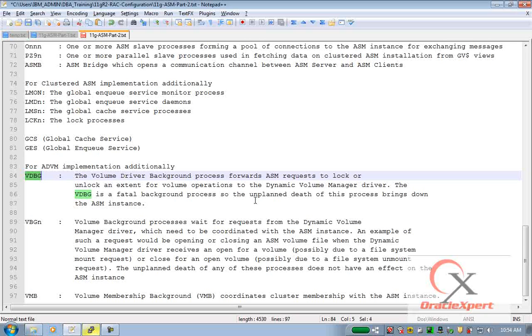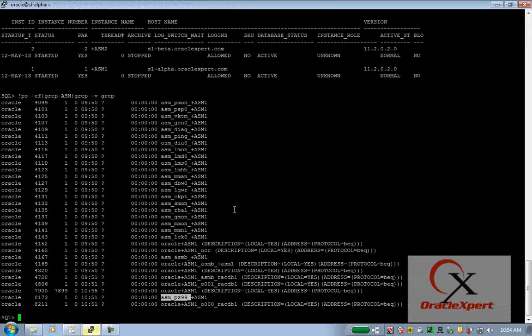Apart from this, there is VMB, which stands for volume membership background process, which coordinates cluster membership for ASM instances. So as and when a new ASM instance joins in a cluster, that is coordinated by VMB processes, again in case of ADVM implementations. You don't see them otherwise.